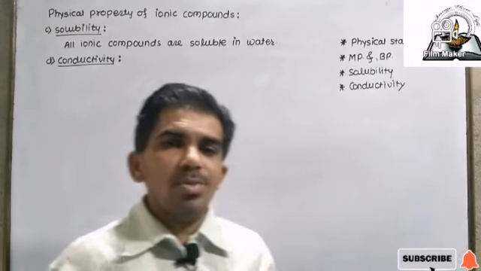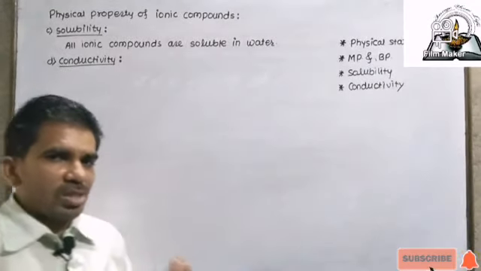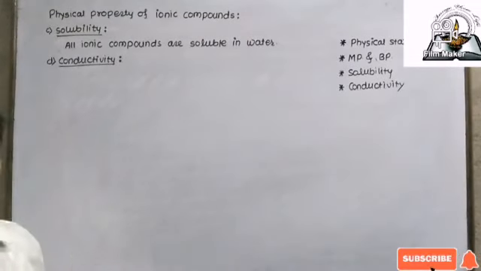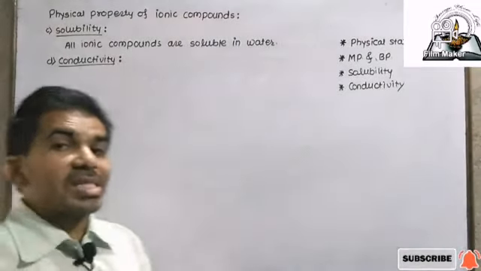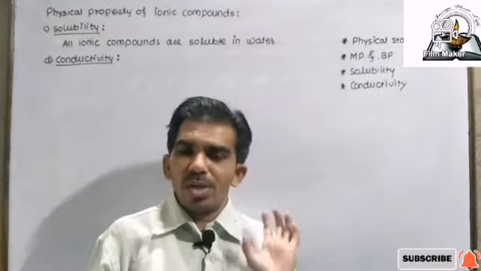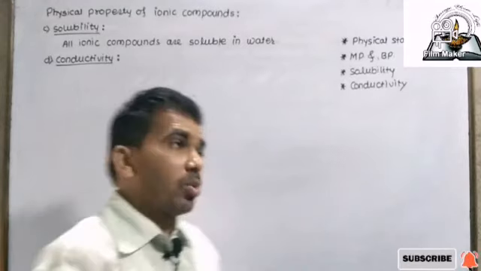म्हणजे ज्या कंपाउंड मधून इलेक्ट्रिसिटी इझिली पास होऊ शकते त्याला आपण गुड कंडक्टर म्हणतो, आणि ज्या कंपाउंड मधून इलेक्ट्रिसिटी इझिली पास होत नाही त्याला आपण पुअर कंडक्टर म्हणतो किंवा बॅड कंडक्टर म्हणतो. सो व्हॉट अबाउट इन केस ऑफ आयनिक कंपाउंड्स? आयनिक कंपाउंडच्या बाबतीत काय होईल?